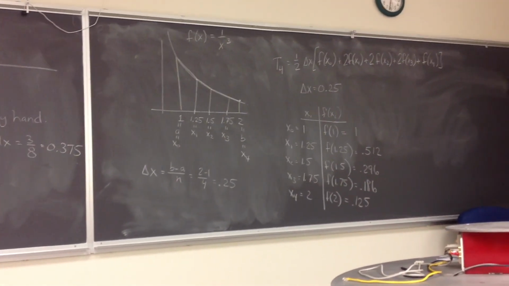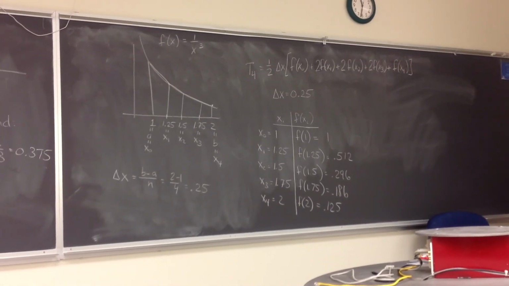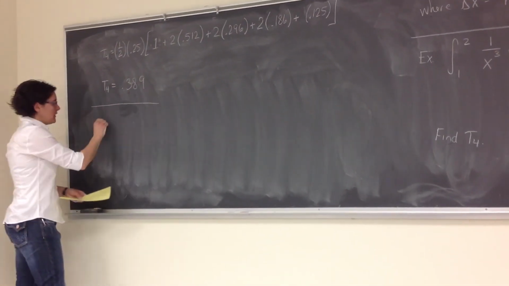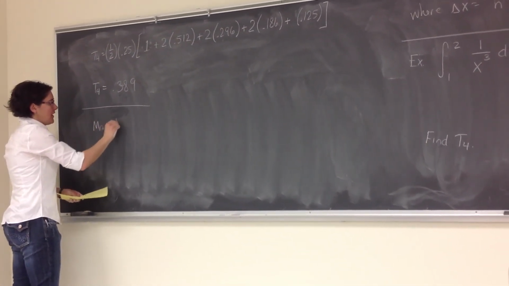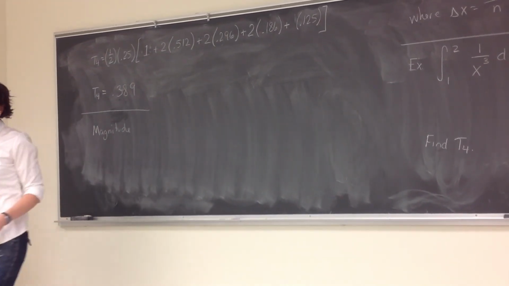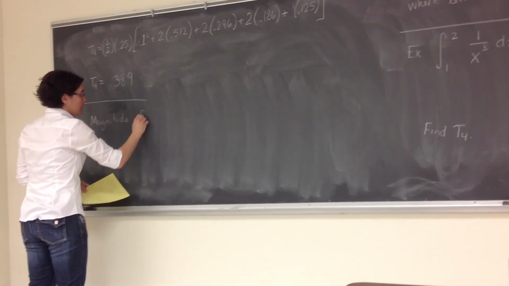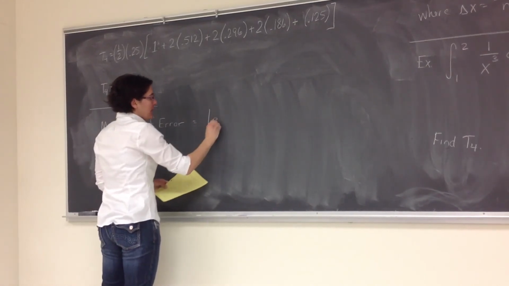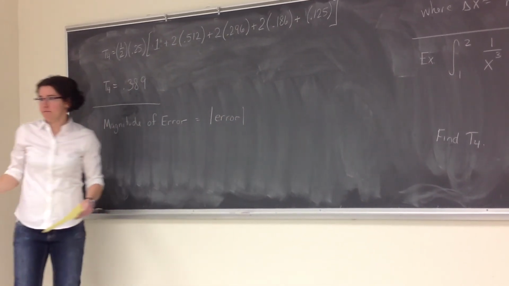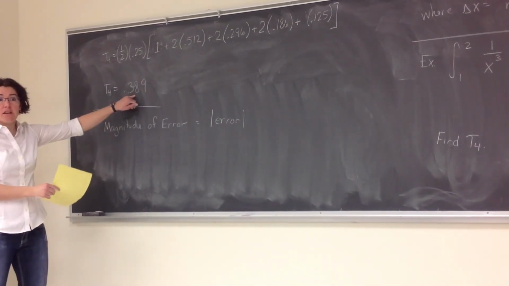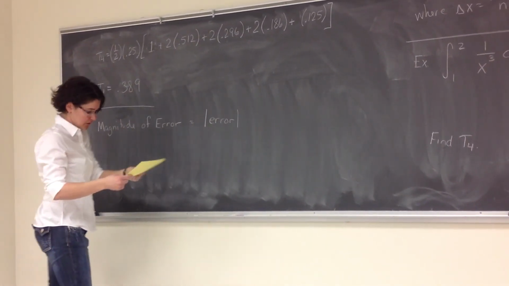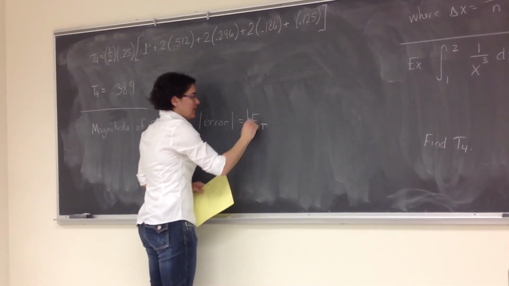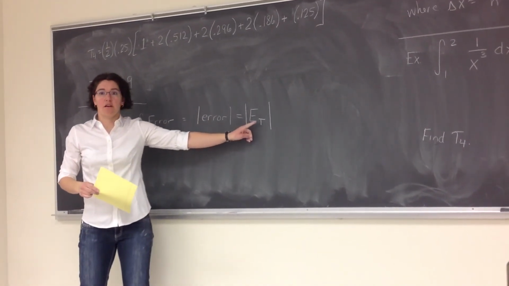Now once we have this 0.389, or whatever we end up with, we can compare that to our actual value. The big question is, how far off are we from our actual value? So we want to talk about a magnitude of error. The magnitude of error is the absolute value of the difference between our trapezoid value and the actual value of the integral. We call this the magnitude of error, E for error, of the trapezoid rule.